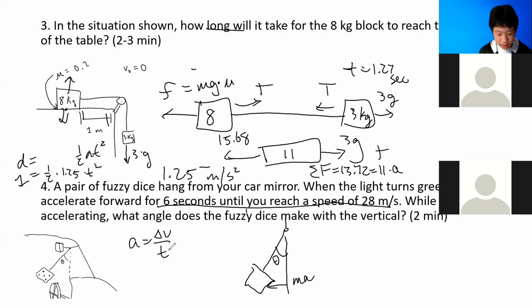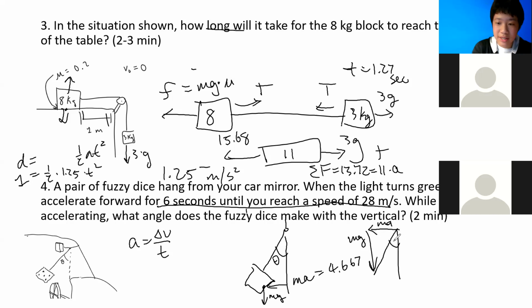So what is that? That's just 28 over 6. So our acceleration here is 4.667. Okay, so it's going to be pushed backwards. All right, and now we can consider the downward gravitational force, mg here. Okay, so we have an ma, essentially the horizontal acceleration of the car, and then we have mg here. So ma, mg.